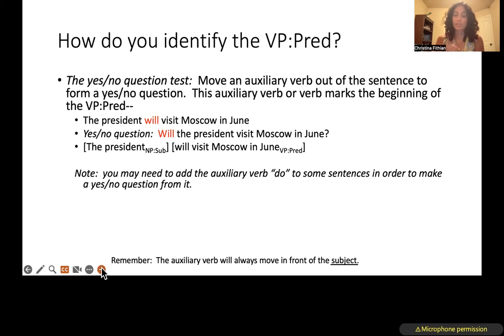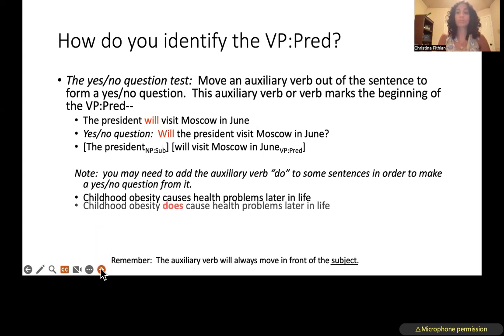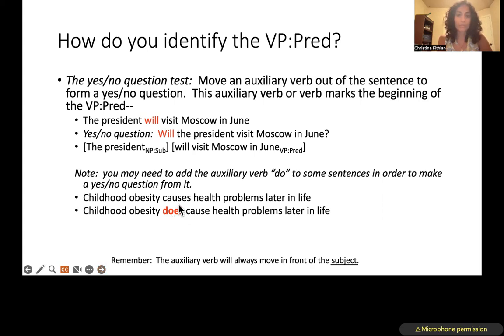So in some instances, if you don't have an auxiliary verb, you have to create the auxiliary verb do to make a yes-no question. So for example, if I have the sentence, childhood obesity causes health problems later in life, well, to make this a yes/no question, we have to say, does childhood obesity cause health problems later in life? In other words, we have to create this auxiliary do. And we do it in front of the main verb.